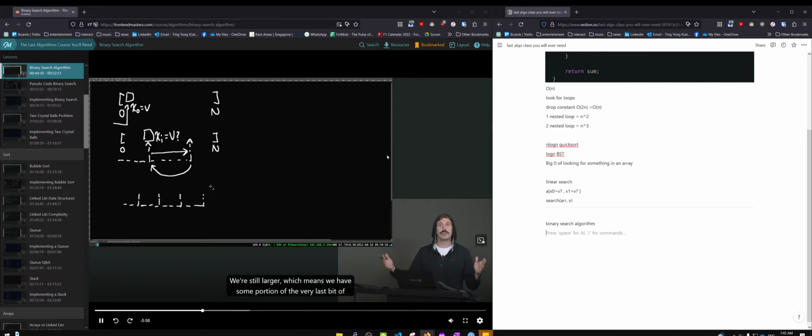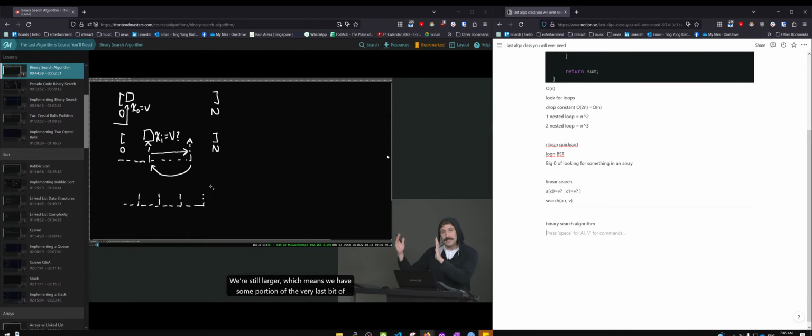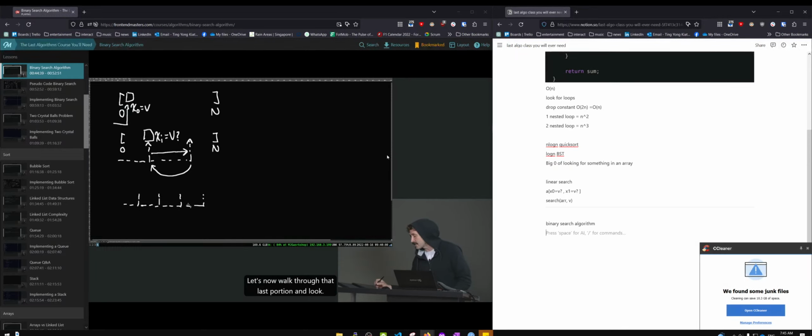We're still larger, which means we have some portion of the very last bit of the array unsearched, approximately 10% of the last part of the array. Let's now walk through that last portion and look. It wasn't there at all. It was larger than every element in our array. We've totally failed. This sucks.